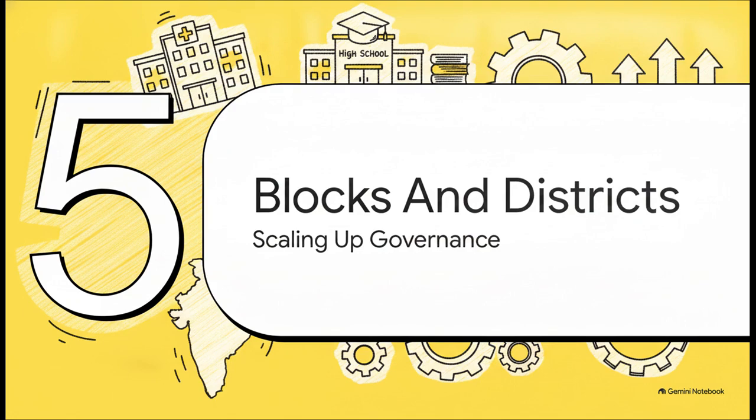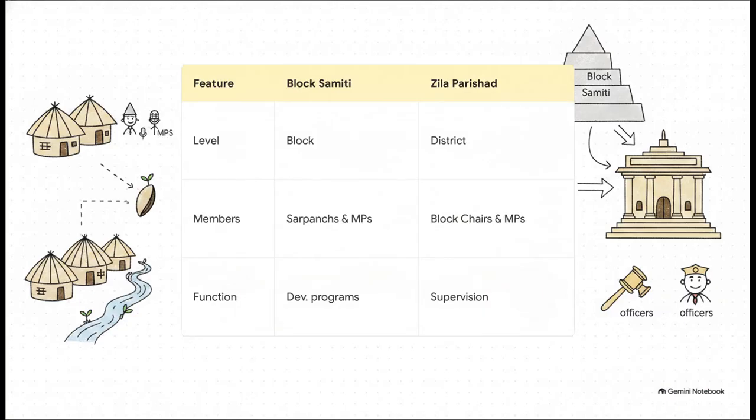Section 5. Scaling up to blocks and districts. Obviously, a village panchayat can't do everything. Sometimes a problem is just too big, like, say, building a major hospital or a high school. You need to pull resources. That's when you group about 100 villages together to form a block samiti. It's made up of the sarpanches from all those villages, plus local MPs and members of the Legislative Assembly. Their main gig is preparing community development programs for that entire block, like large-scale irrigation.